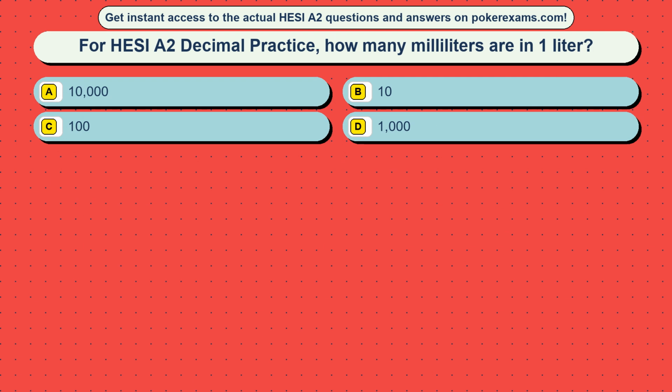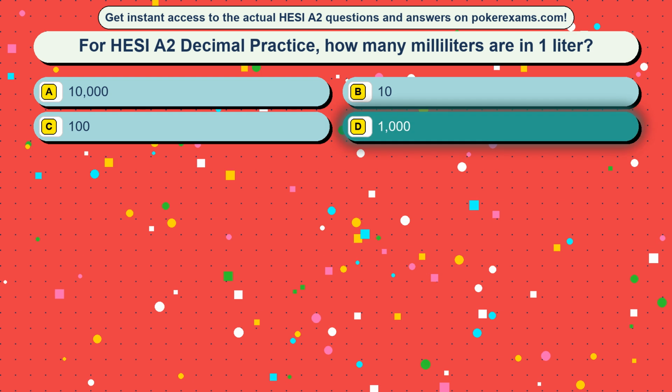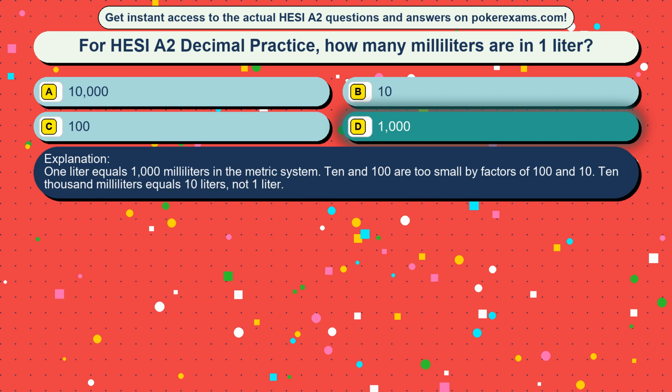Question 12. For HESI A2 decimal practice, how many milliliters are in 1 liter? Option A, 10,000. Option B, 10. Option C, 100. Option D, 1,000. The correct answer is option D, 1,000. 1 liter equals 1,000 milliliters in the metric system. 10 and 100 are too small by factors of 100 and 10. 10,000 milliliters equals 10 liters, not 1 liter.